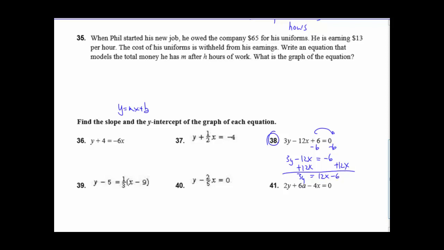Now, if we take this equation, we need to solve for y. So if we divide by 3, 3y divided by 3 equals 12x divided by 3 minus 6 divided by 3, we get y equals 4x minus 2. And that is our slope-intercept equation. From there, what is our slope? We should know that our slope is now 4, and our y-intercept is negative 2.